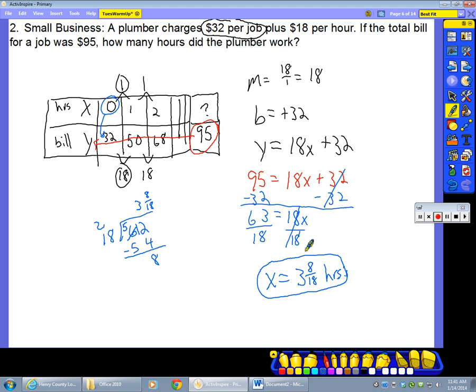Let me explain what this means. It means that if he works 3 and 8/18 of an hour, then he will bill them $95. So that would go right here. 3 and 8/18 hours. Okay.